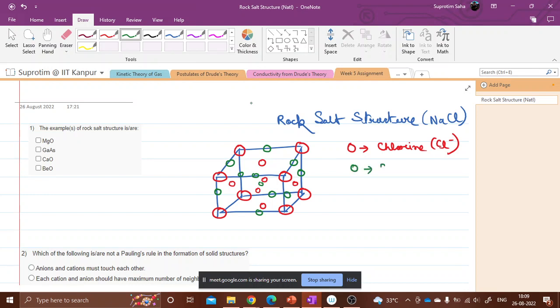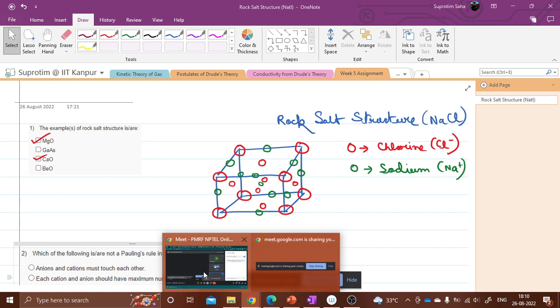So this is your basic NaCl structure, and the compounds that share this sort of structure are your MgO and CaO, right? So these compounds share the initial NaCl structure.